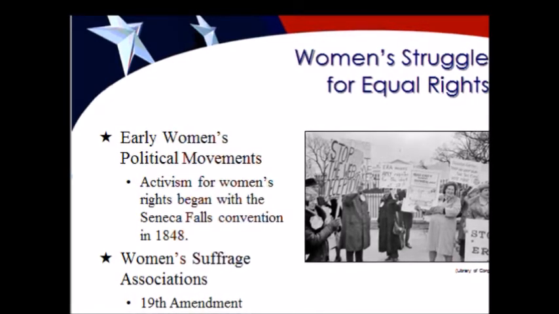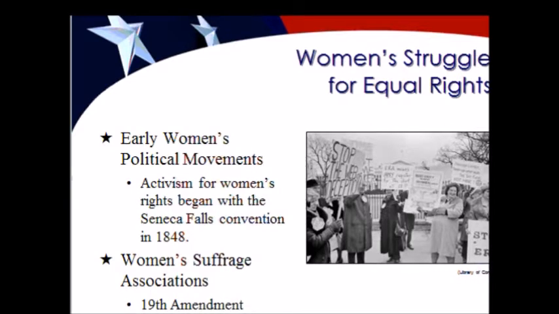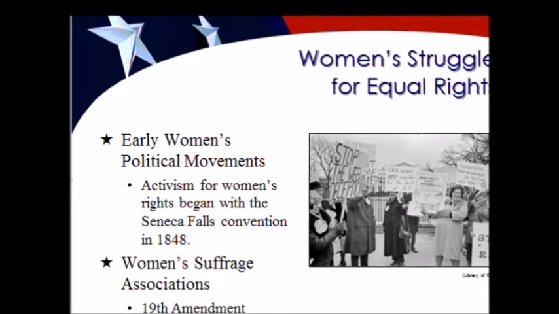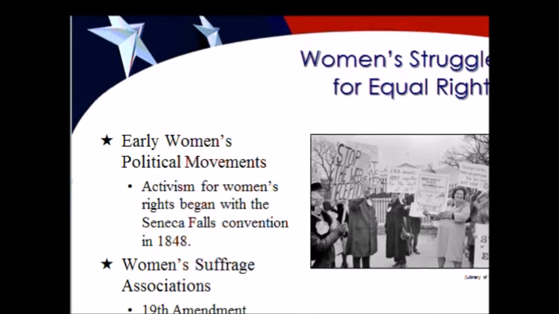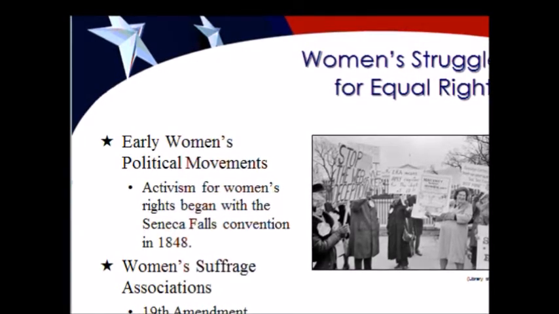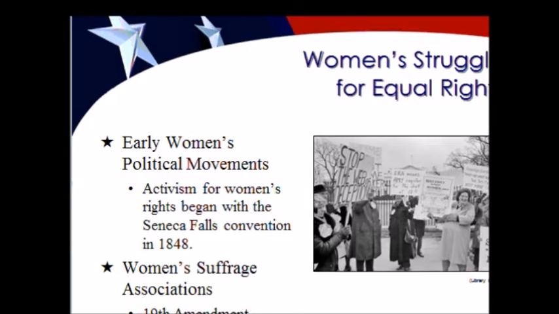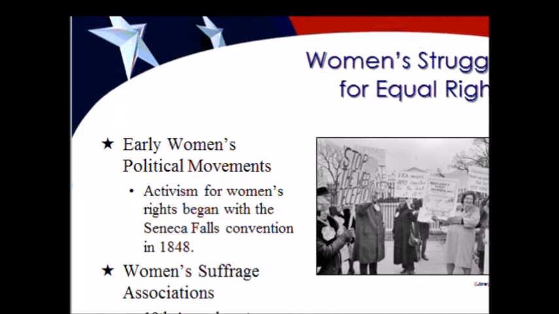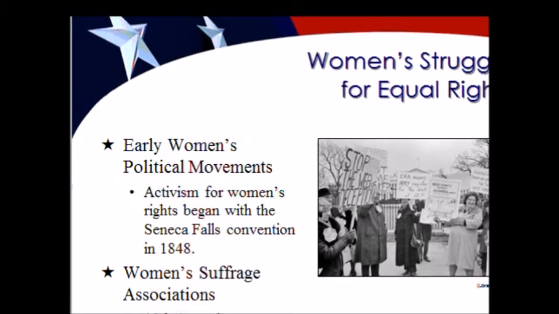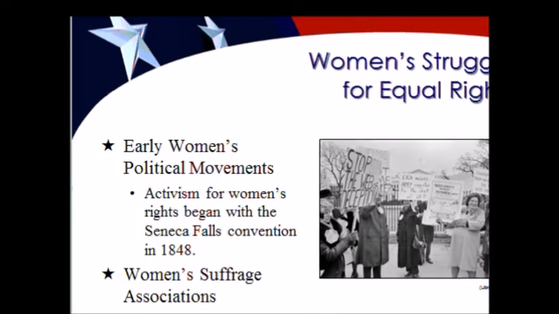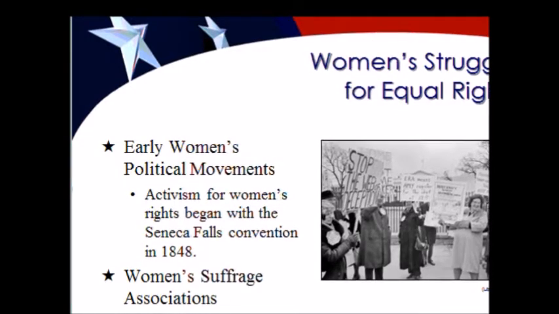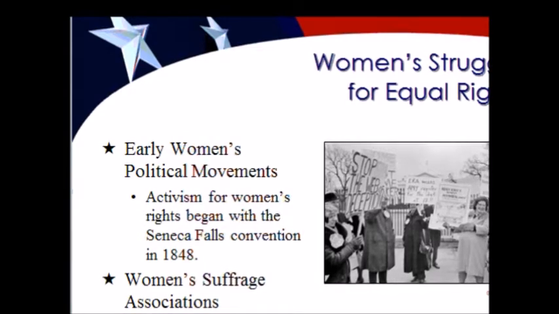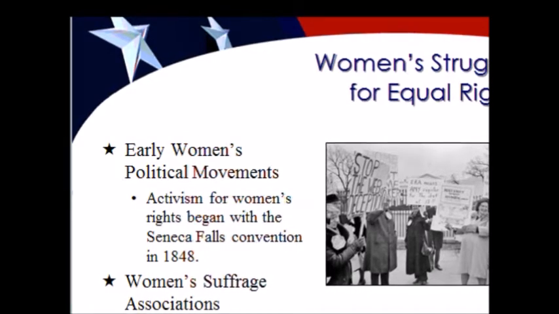Women's Suffrage Association, the 19th Amendment. Women's rights activists were bitterly disappointed when the 15th Amendment failed to grant women the right to vote. The 19th Amendment, passed in 1920, guaranteed women the right to vote. The struggle would continue until the ratification of the 19th Amendment to the Constitution that states, "The right of citizens of the United States to vote shall not be denied or abridged by the United States or by any state on account of sex." So the 19th Amendment, passed in 1920, granted women the right to vote.